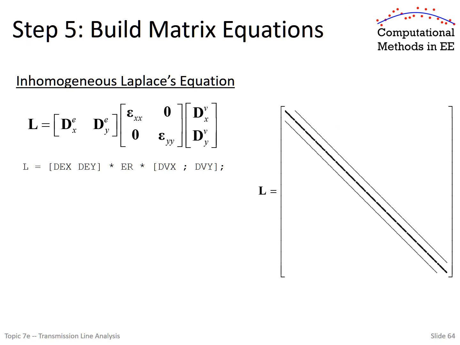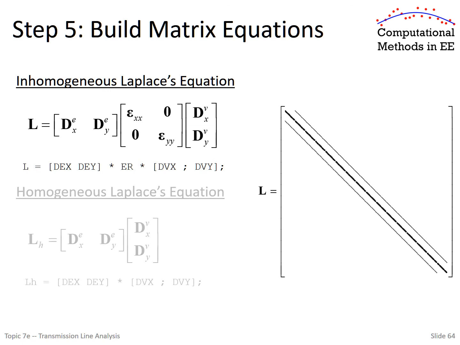So we'll do the inhomogeneous Laplace's equation first. So 1 line of MATLAB code to build L. And if we were to visualize it, it looks something like this. And that's very typical of solving a differential equation. It's a banded matrix with some bandwidth. We will also need L for the homogeneous Laplace's equation. And it's a copy and paste of what we had above. We just don't have that ER tensor. Or really that ER tensor is an identity matrix.